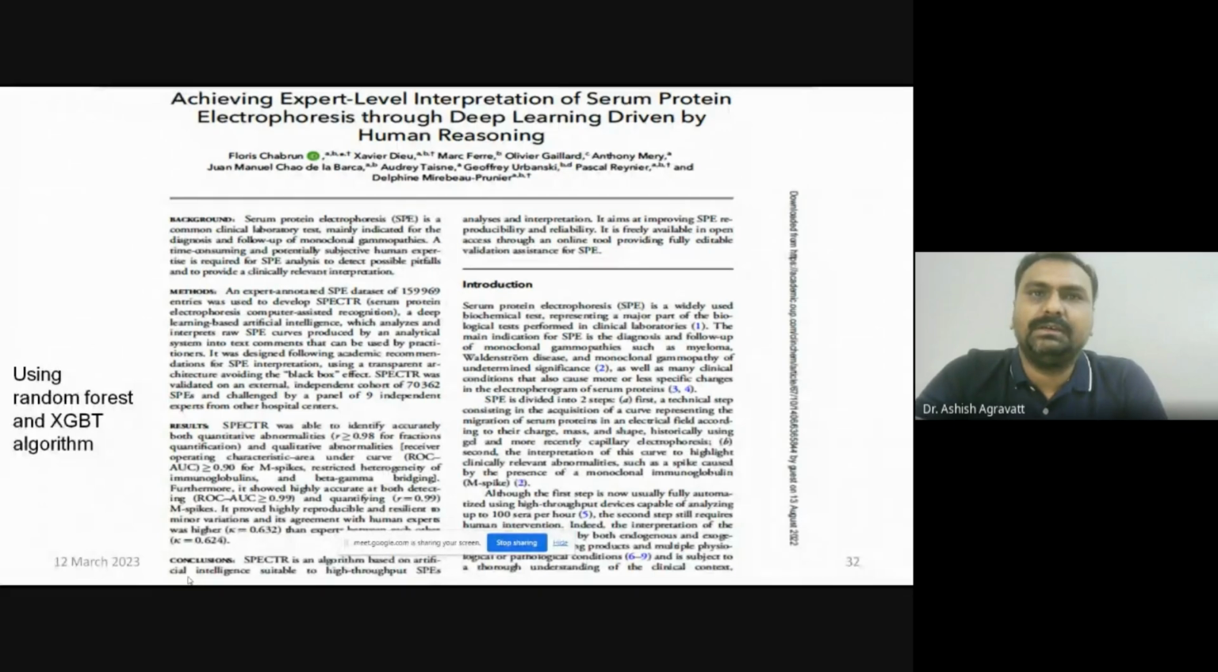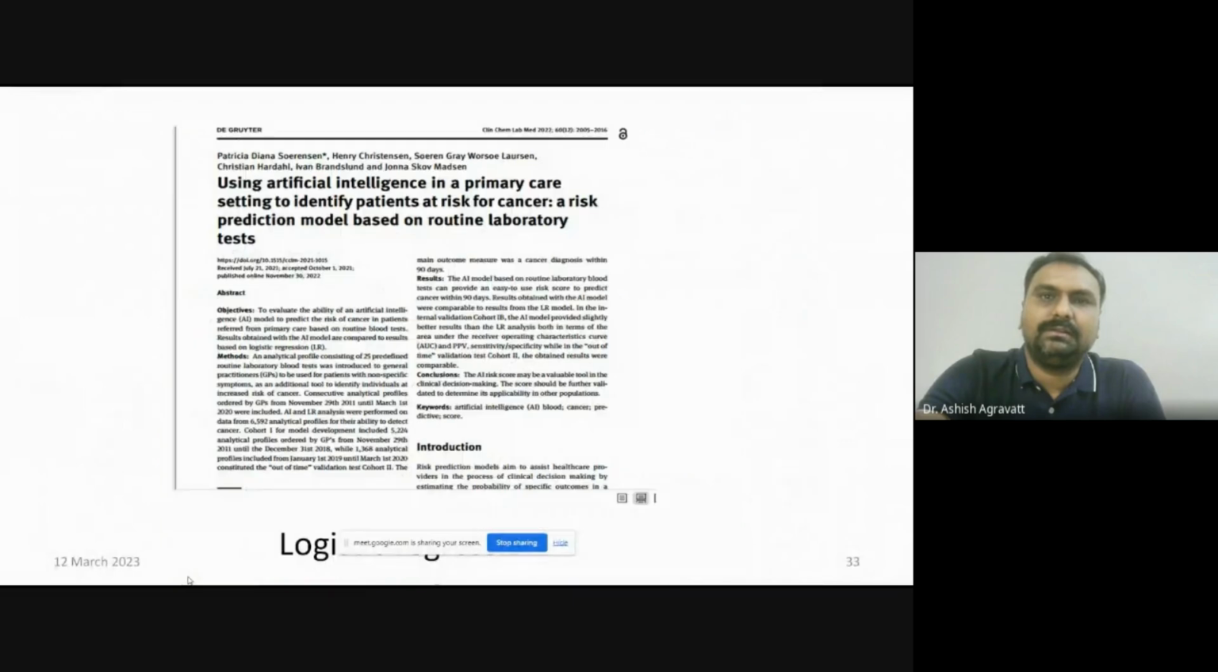Then another study about achieving expert-level interpretation of serum protein electrophoresis through deep learning driven by human reasoning. Here they used the random forest and extreme gradient boost algorithms to identify the electrophoresis pattern. Mainly they identified monoclonal gammopathy with the help of machine learning, and they compared it with the expert and found very good results with machine learning.